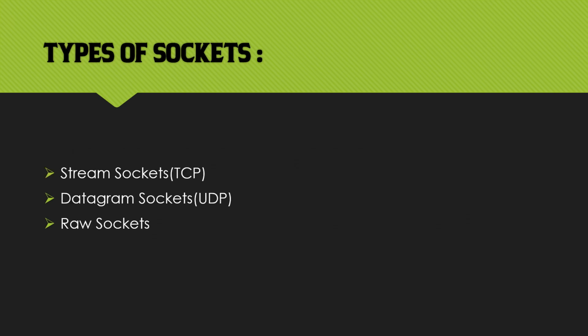Types of sockets. There are stream sockets, datagram sockets, and raw sockets. Firstly, let us know what a stream socket is. A stream socket allows processes to communicate using TCP. A stream socket provides a bidirectional, reliable, sequenced flow of data with no record boundaries. After the connection has been established, data can be read from and written to these sockets as a byte stream.